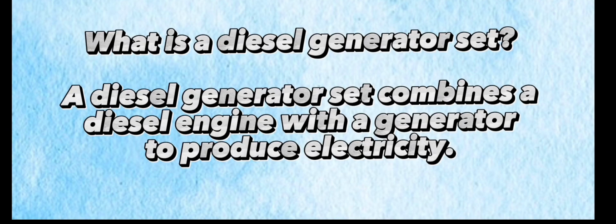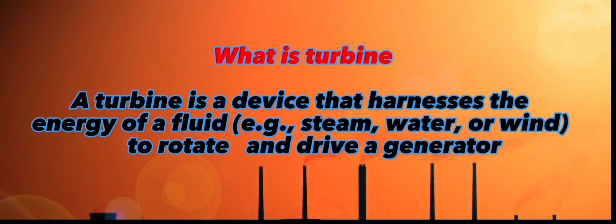What is a diesel generator set? A diesel generator set combines a diesel engine with a generator to produce electricity. What is a turbine? A turbine is a device that harnesses the energy of a fluid, e.g., steam, water, or wind, to rotate and drive a generator.